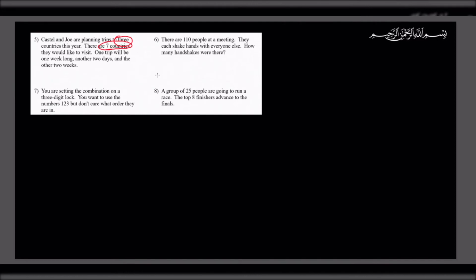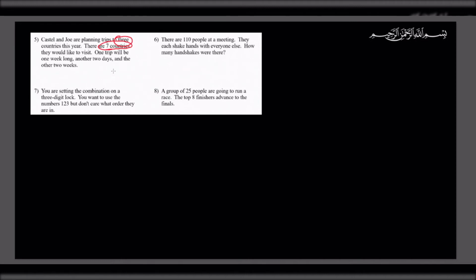So now, first question: is this a combination problem or a permutation problem? Does it matter which order they pick the trips in? Presumably here it does, because the trips are not the same, they're different. So it makes a difference if they pick the first trip to be 1 week long, and the other one 2 days, and the other 2 weeks. It makes a difference how you put these trips together, because the trips are not the same. So this is a permutation question because the order of choices of the trips makes a difference.